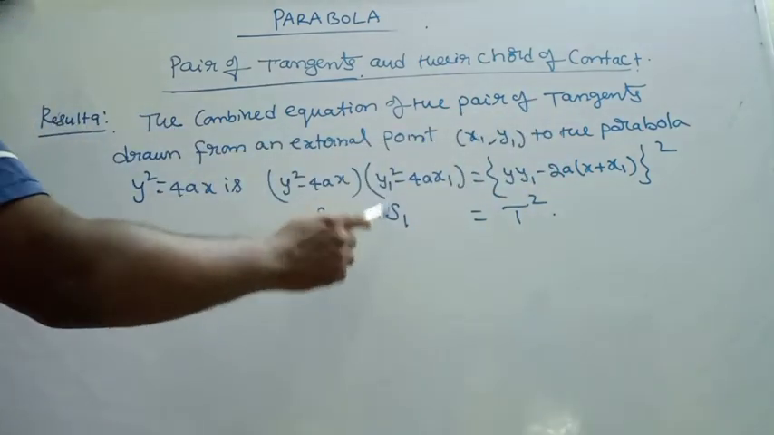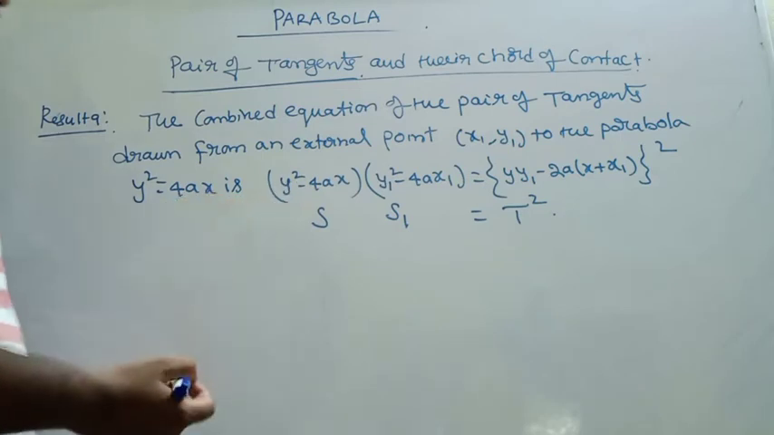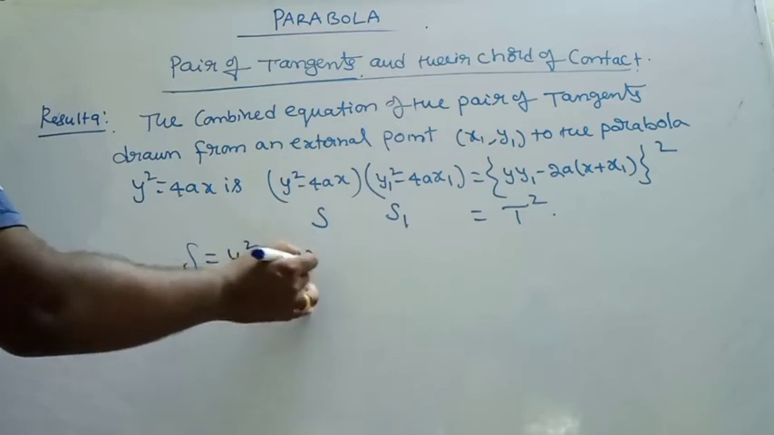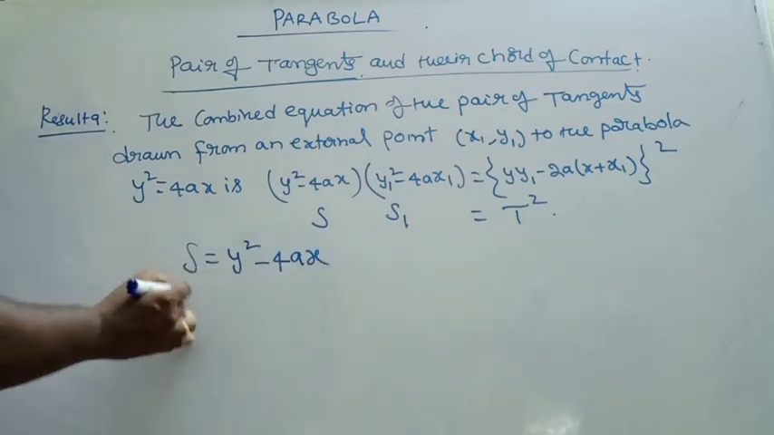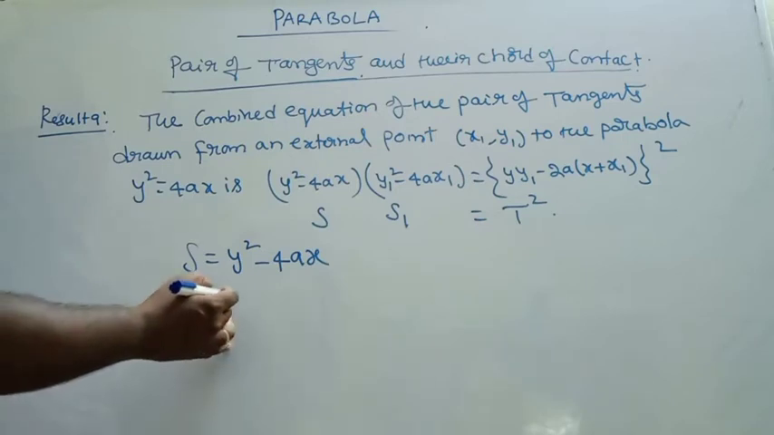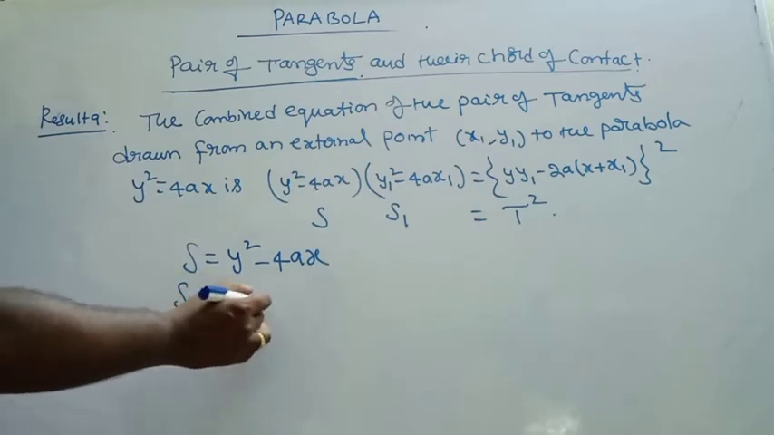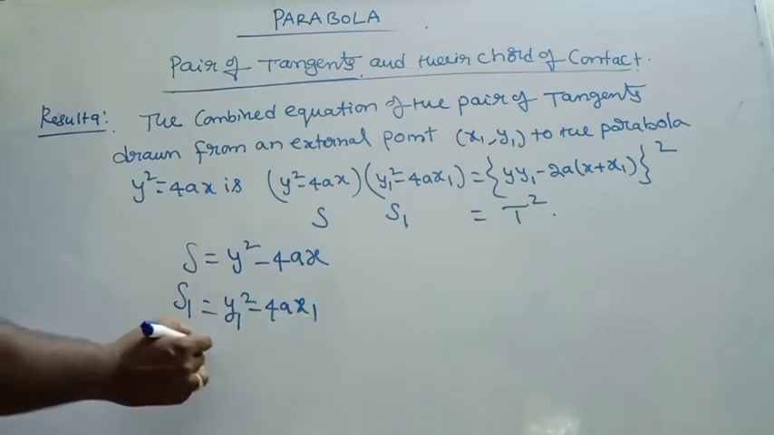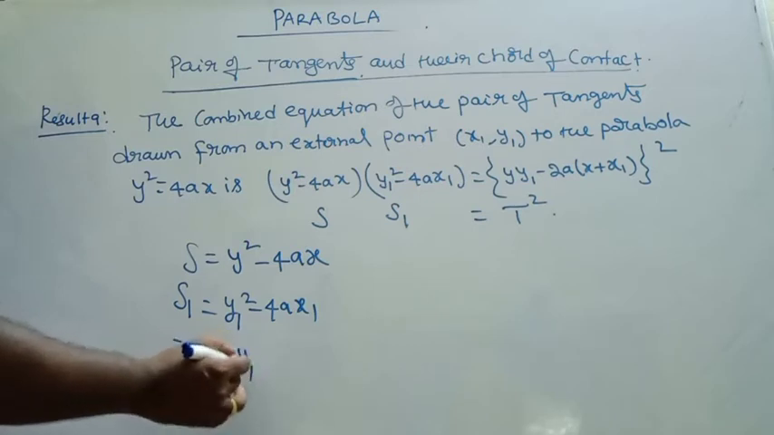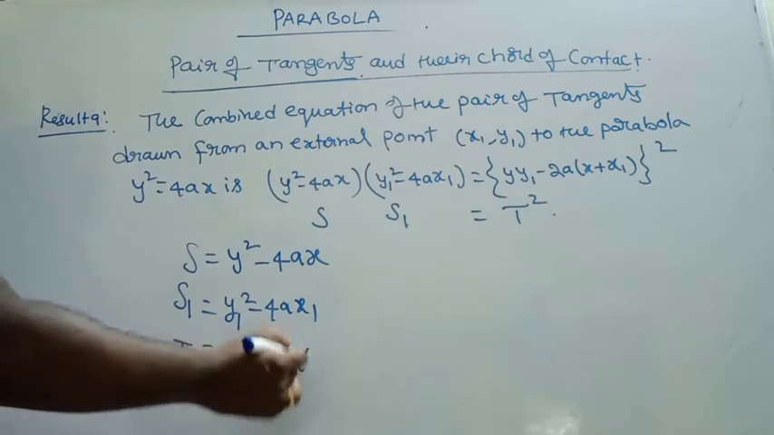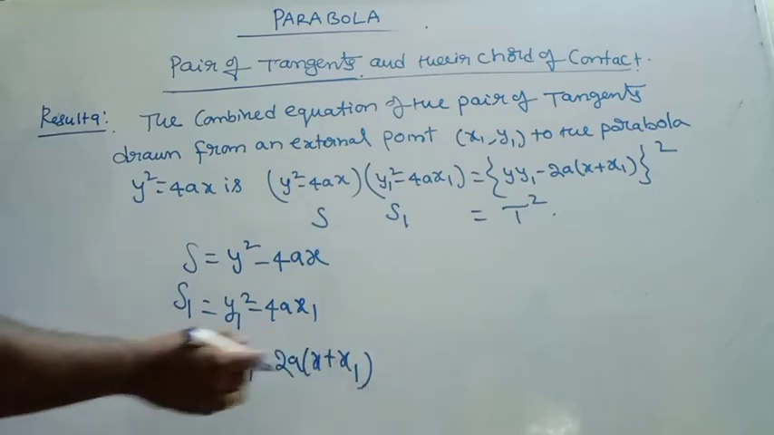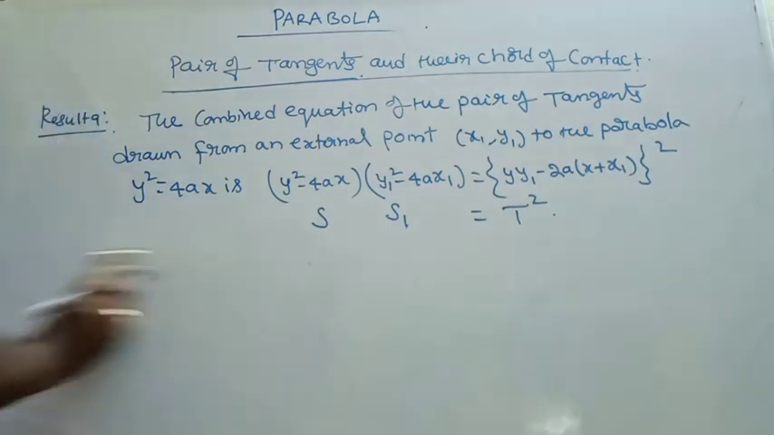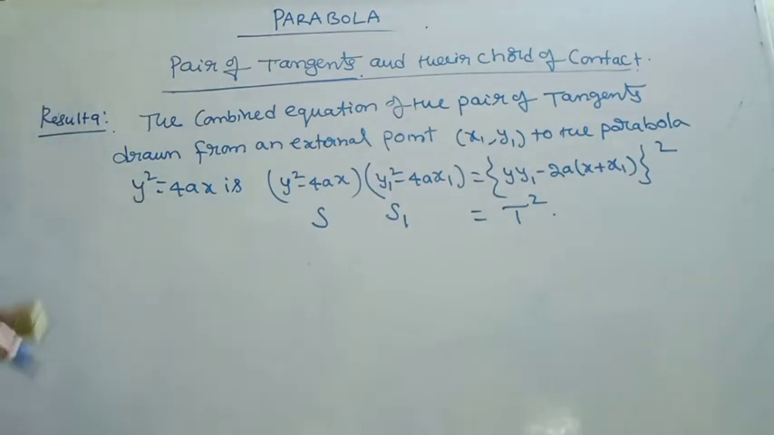That is S into S1 is equal to T square, where S is nothing but, with the notation already discussed, y square minus 4ax, and S1 is y1 square minus 4ax1, and T is the equation of the tangent. Actually this is equal to y1 minus 2a times of x plus x1. This is the equation of the tangent, and S1 is like this, right, my dear students? Now we are going to get S1 equal to T square.